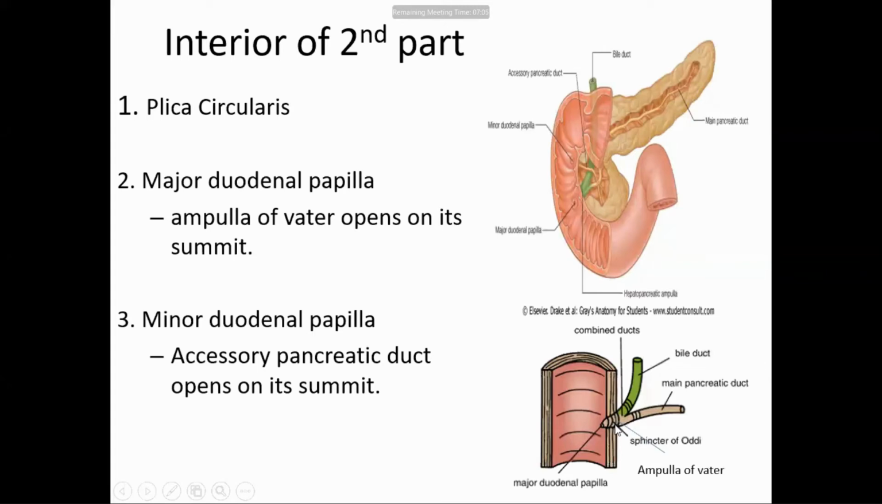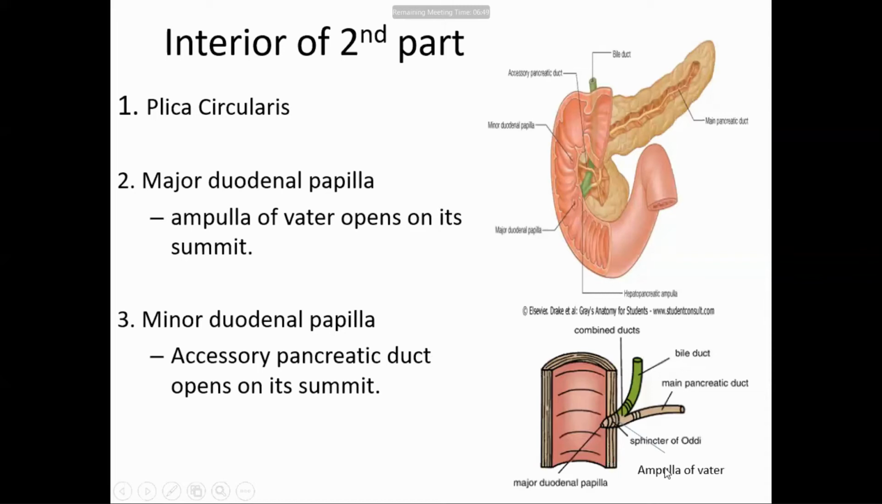This ampulla of Vater is formed by the fusion of the bile duct and the main pancreatic duct. The main pancreatic duct and the bile duct pierce the duodenal wall individually, fuse, and form the ampulla of Vater, or the hepatopancreatic duct. Don't confuse it with the hepatopancreatic duct; it is the same, meaning the ampulla of Vater. They are synonymous words.